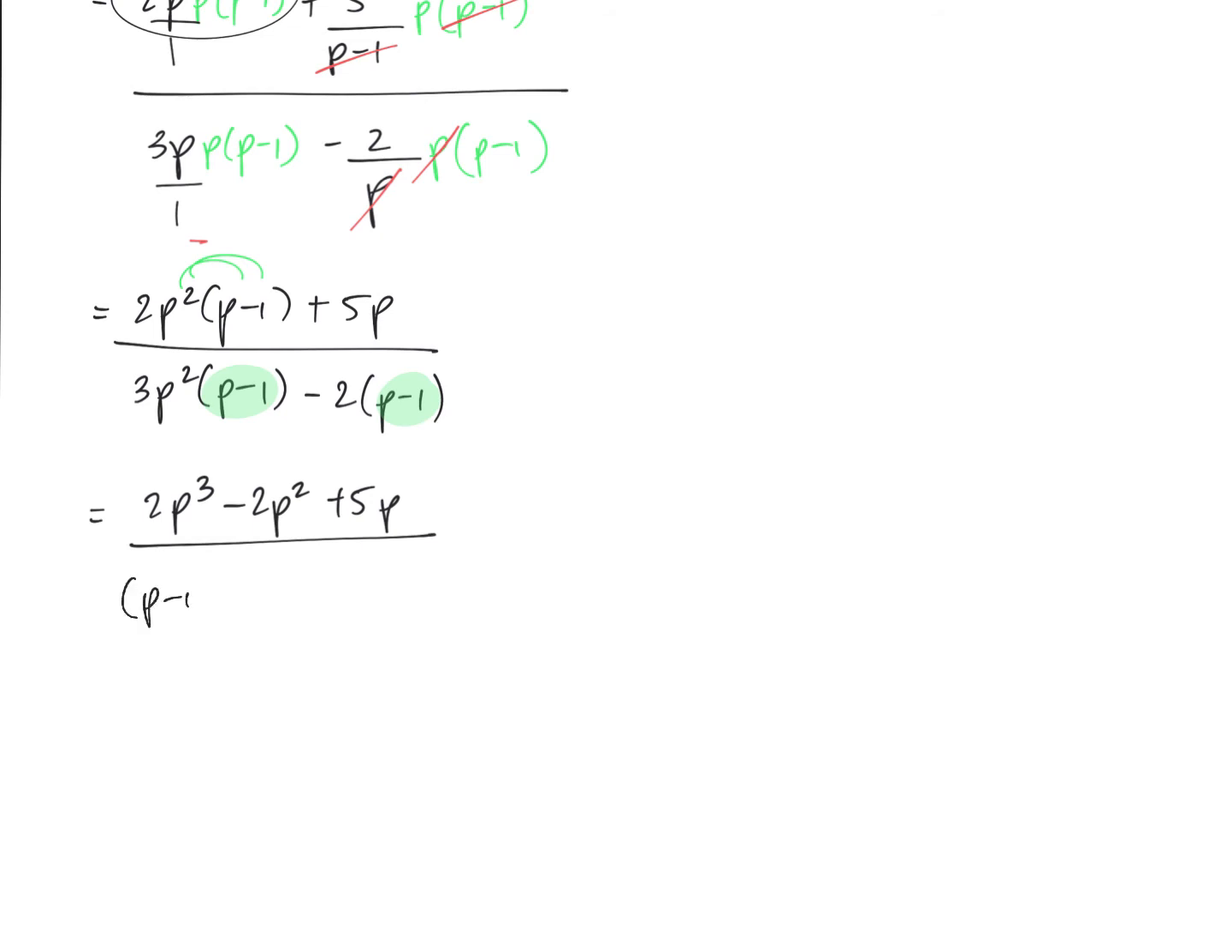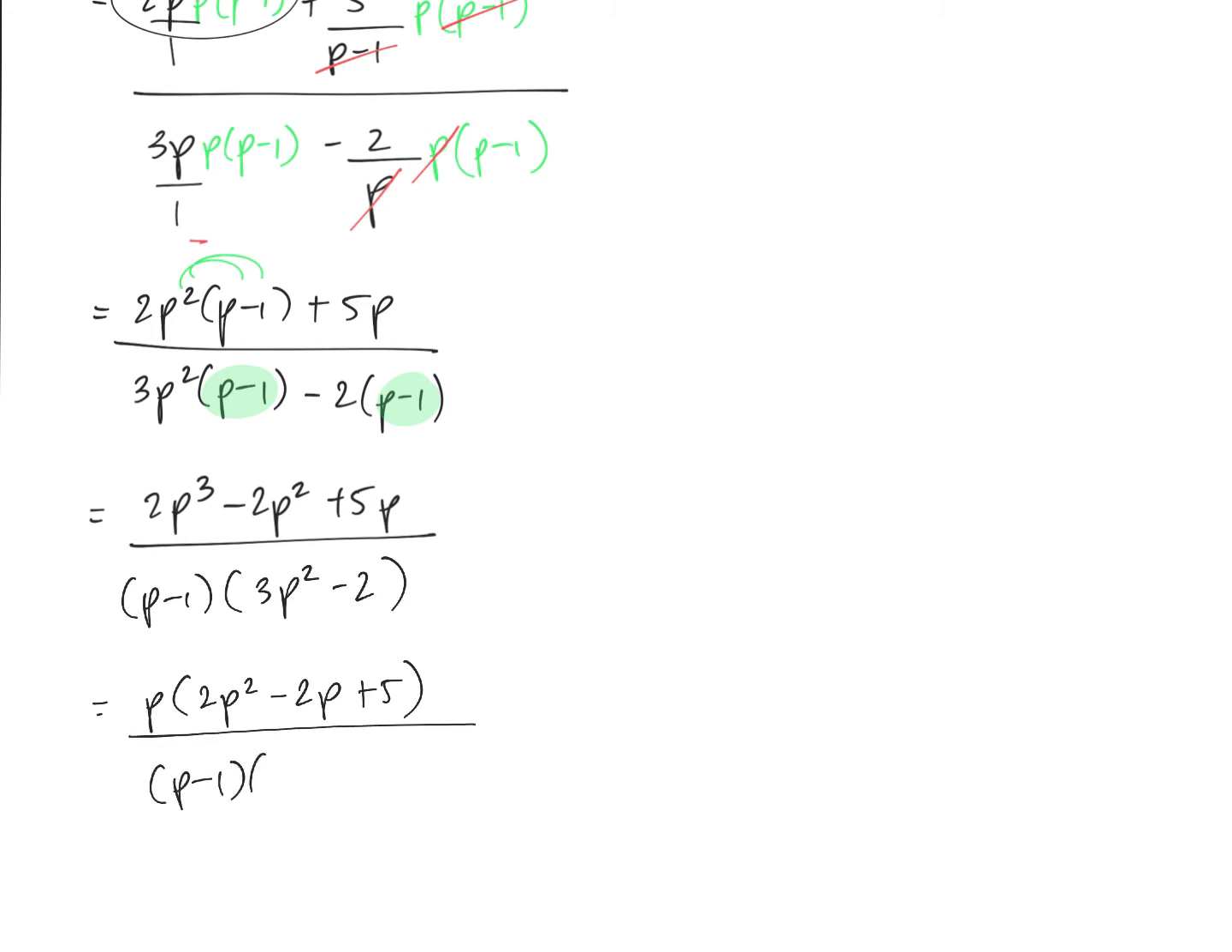So I have p minus 1, and then 3p squared minus 2. Alright, so looking at the numerator, can we factor that? Well, we can take out a p. They all share a p, so we'll go ahead and get 2p squared minus 2p plus 5 all over p minus 1 times 3p squared minus 2.